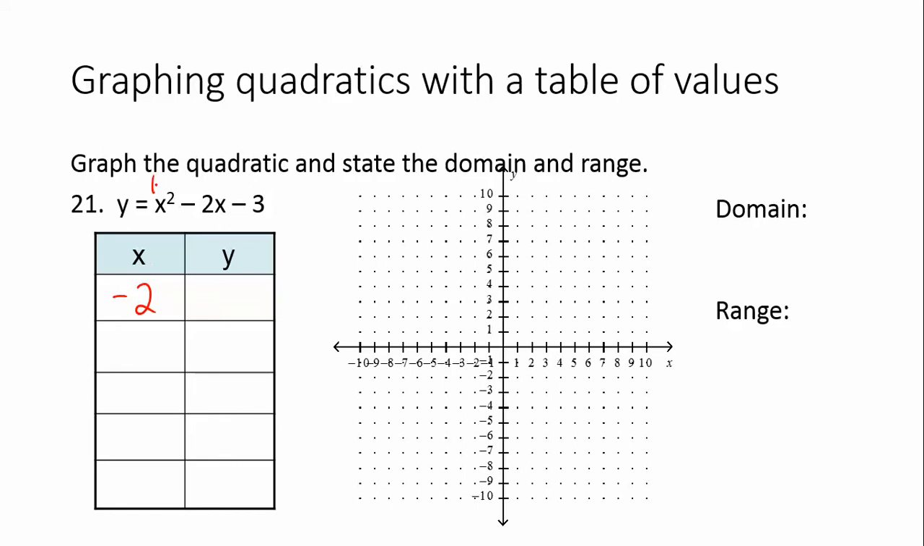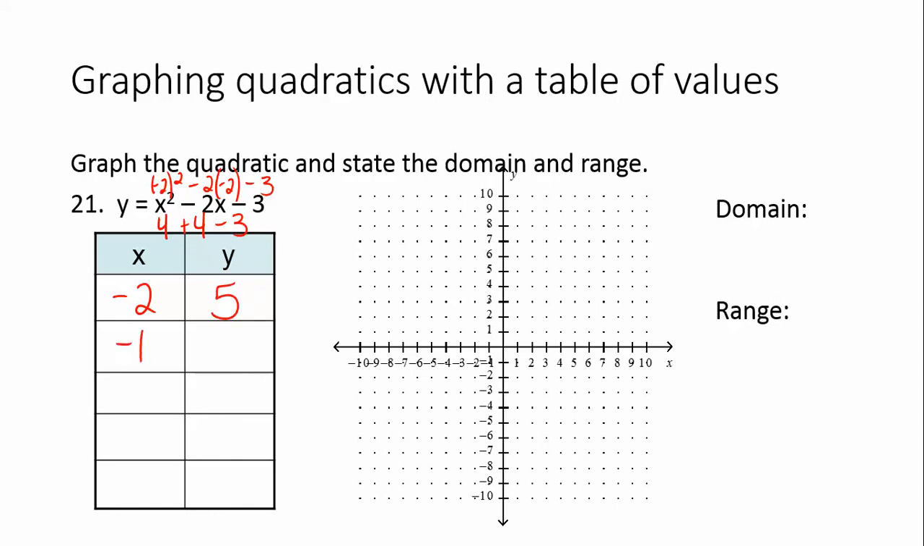We have -2 that's being squared, minus 2 times -2, minus 3. So -2 squared, that's 4, minus 2 times -2 is -4, so minus a negative would be +4, minus 3. So 4 plus 4 is 8, 8 minus 3 is 5.